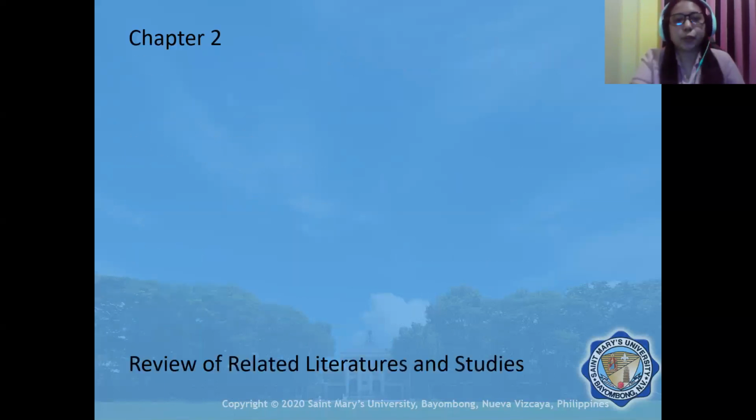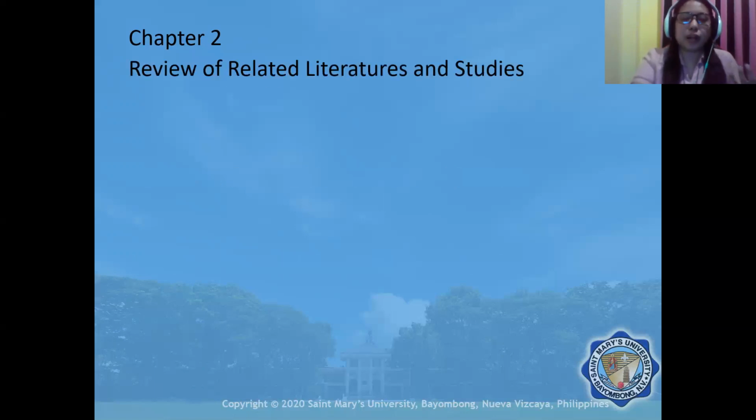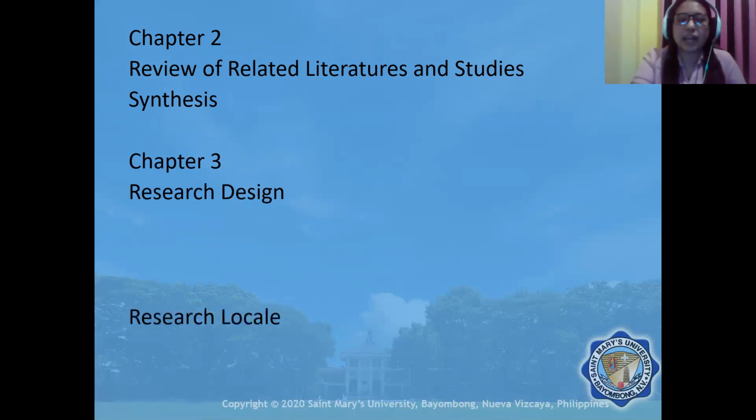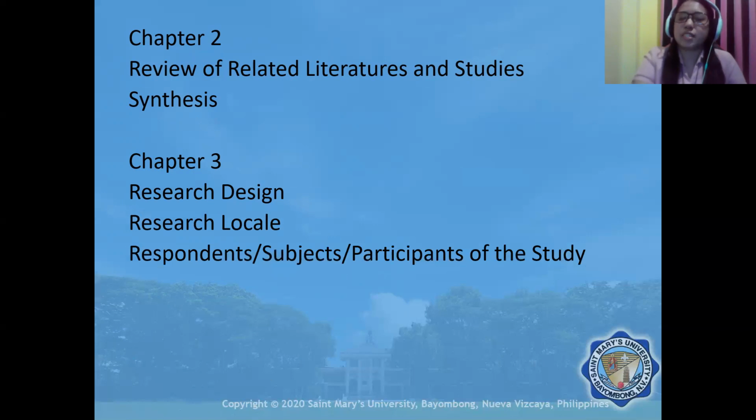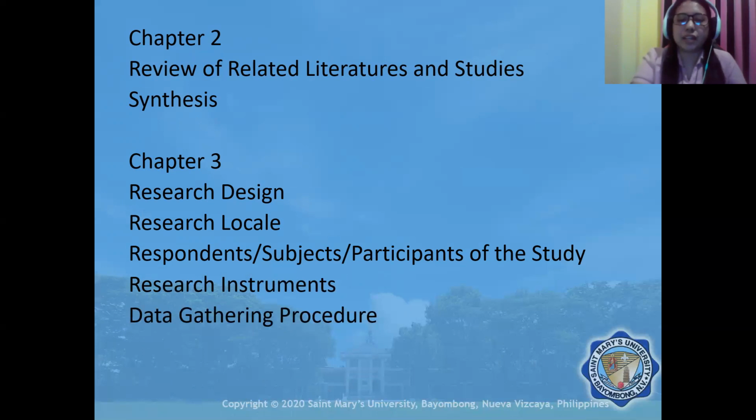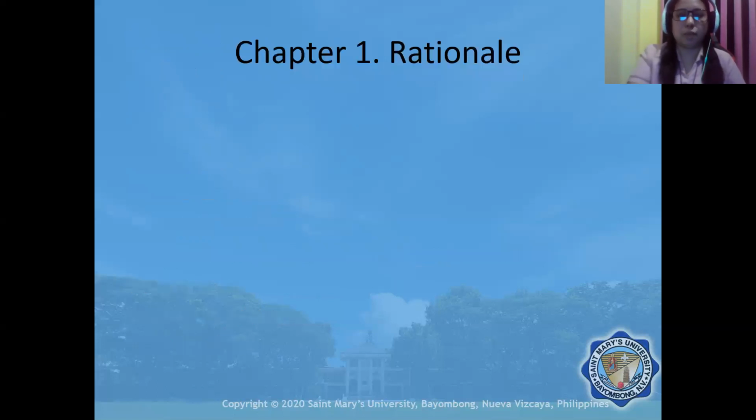And then for chapter 2, you will come up with a review of related literatures and studies, and also you're going to write a synthesis. For chapter 3, we have the research design, research locale, respondents, subjects or participants of the study, research instrument, and the data gathering procedure, and of course, the data analysis or the treatment of the data of your plan, how you will solve your research problems.